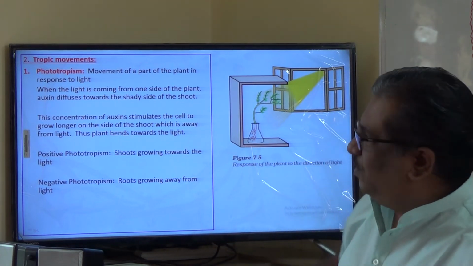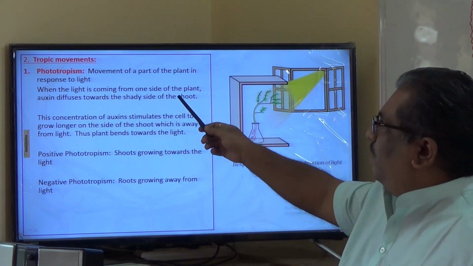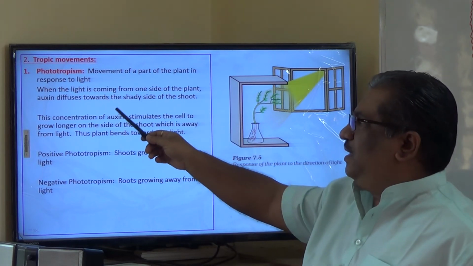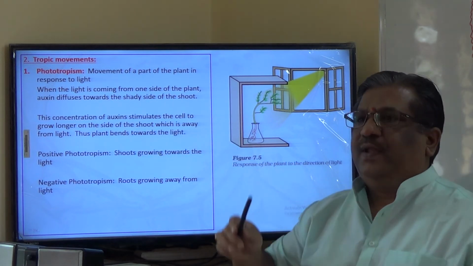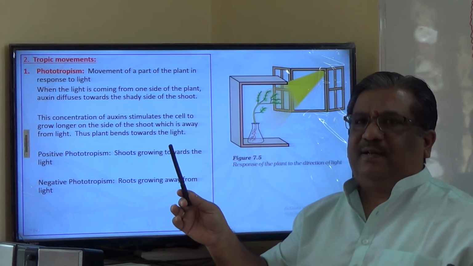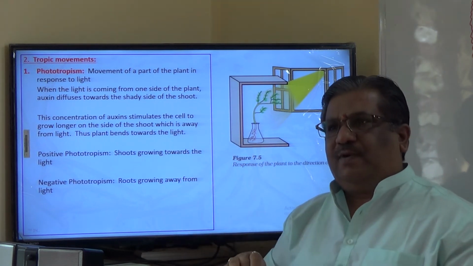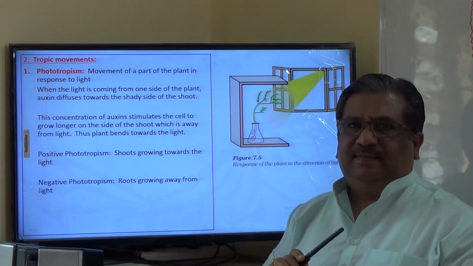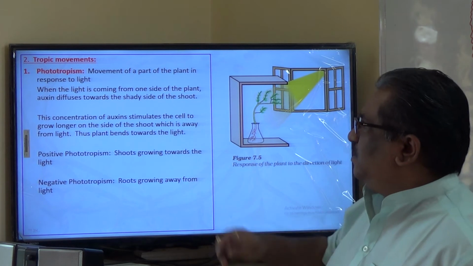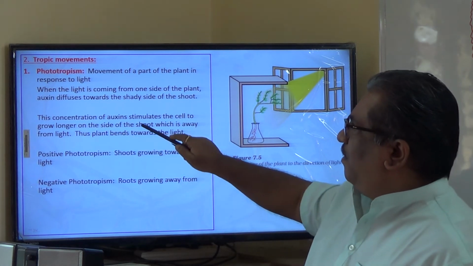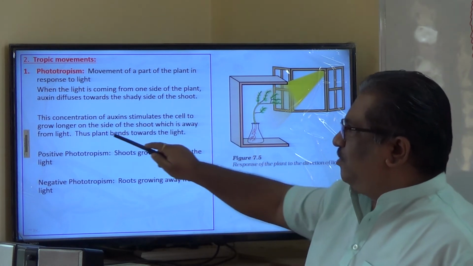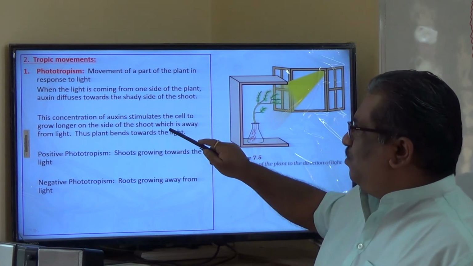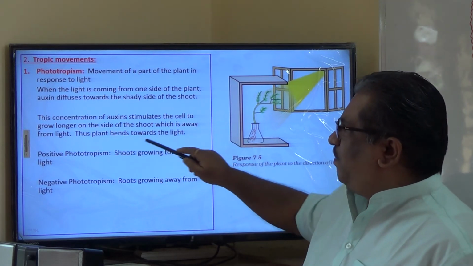You got it? So when the light is coming from one side of the plant, auxin diffuses towards the shady region and the shady region of the stem elongates, and therefore the stem bends towards the light. I hope you are able to understand. So this concentration of auxin on one side stimulates the cells to grow longer on the side of the shoot which is away from the light, thus the plant bends towards the light.